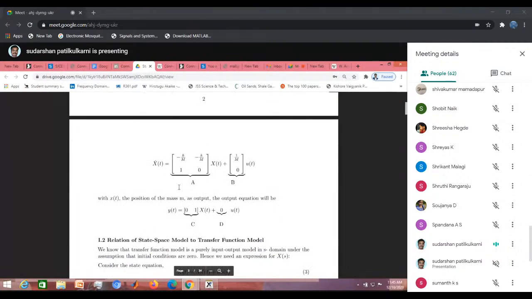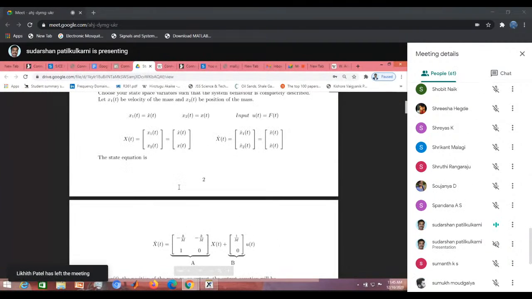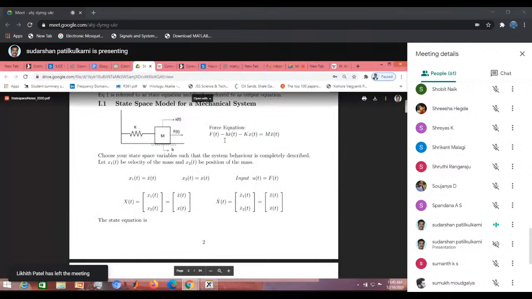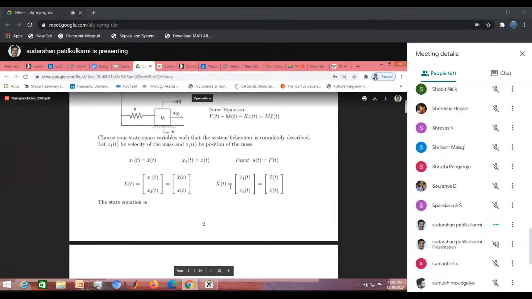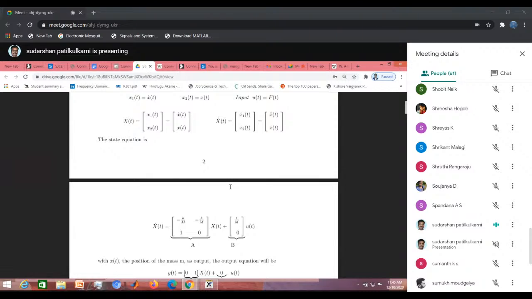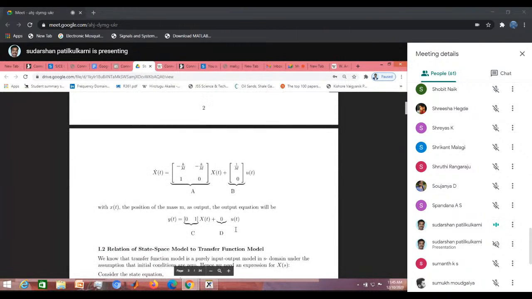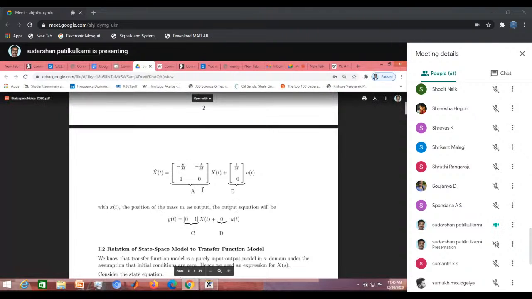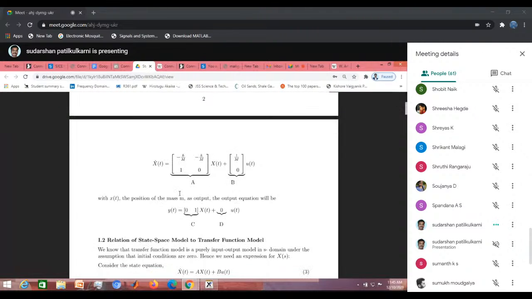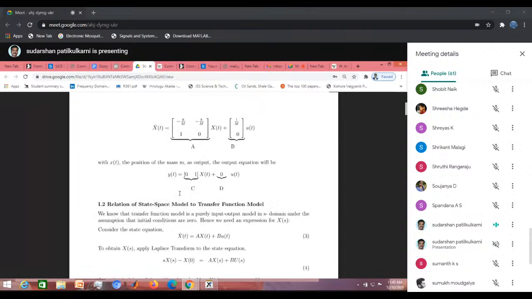So we arranged the differential equation f of t minus b x dot of t minus k x of t equal to m x double dot of t in the form of x dot equal to Ax plus Bu and y is equal to Cx plus Du. So we just put it in that format. So that is called the state space model.